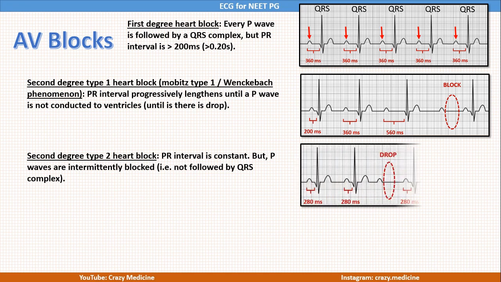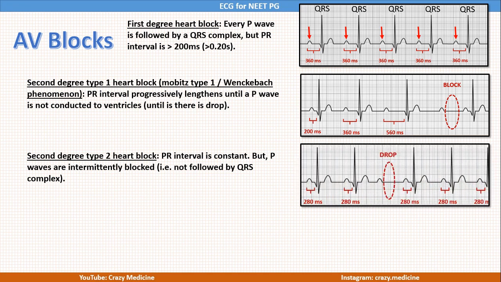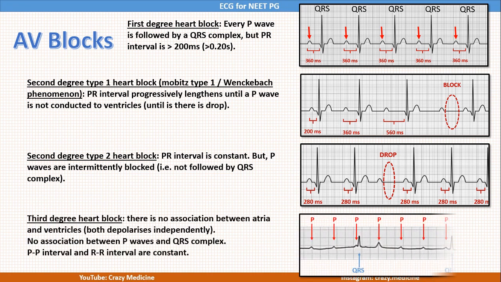In second degree type 2 heart block, the PR interval is constant, but P waves are intermittently blocked, that is, not followed by a QRS complex. And in third degree heart block, there is no association between atria and ventricles. Both depolarize independently. So, there is no association between P waves and QRS complexes. Here, the PP interval and RR interval are constant.